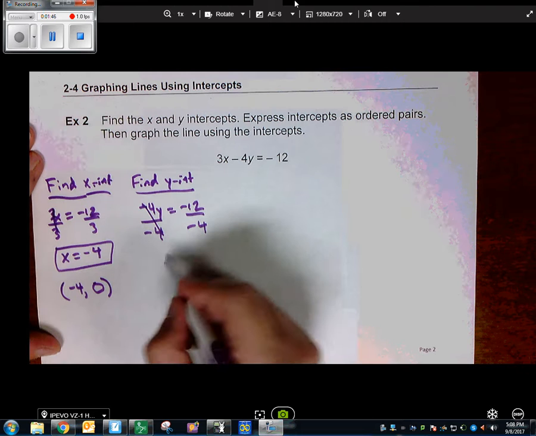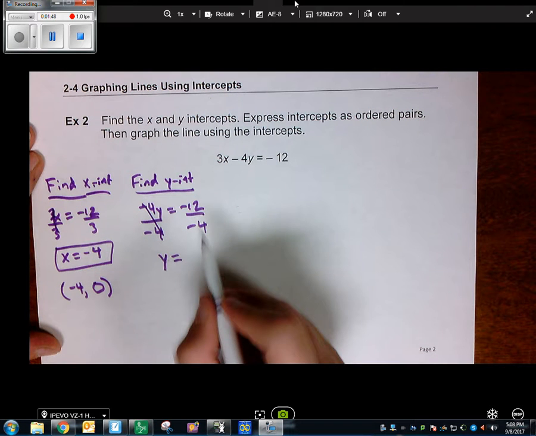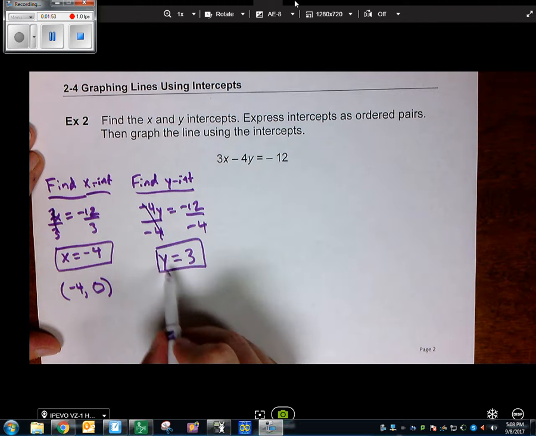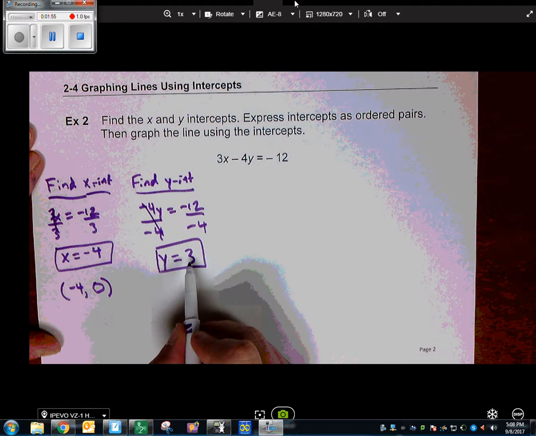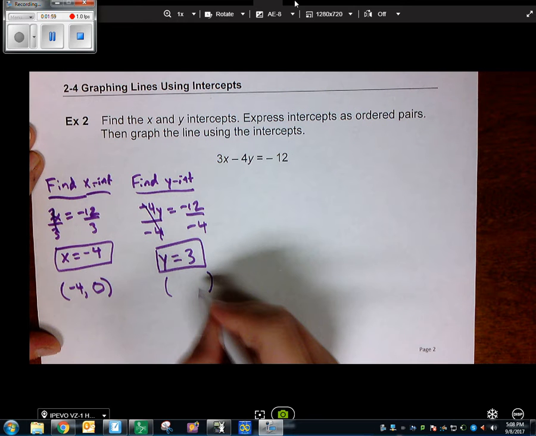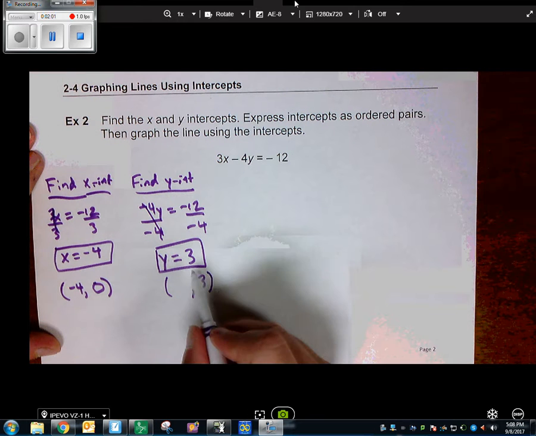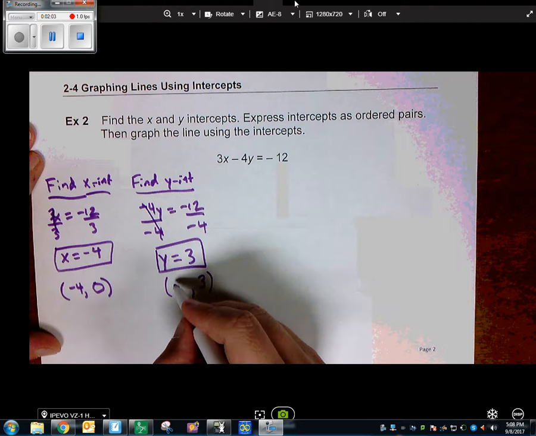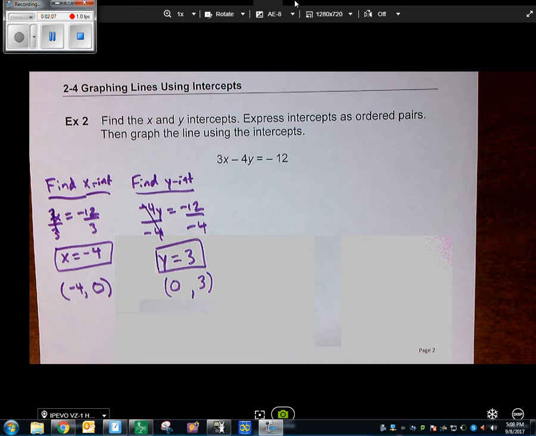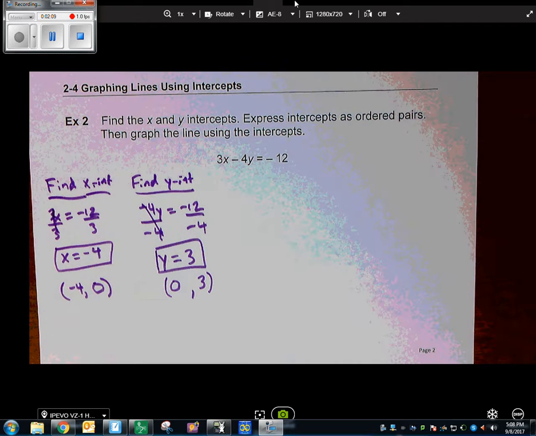Beautiful. How much is our y? Negative 12 divided by negative 4, that's 3. So what this means is my y-intercept occurs on the y-axis at 3. And what's my ordered pair? If y is 3, and that's my y-intercept, x is always what? 0. All right. Now that we have our two intercepts, we can graph this thing.